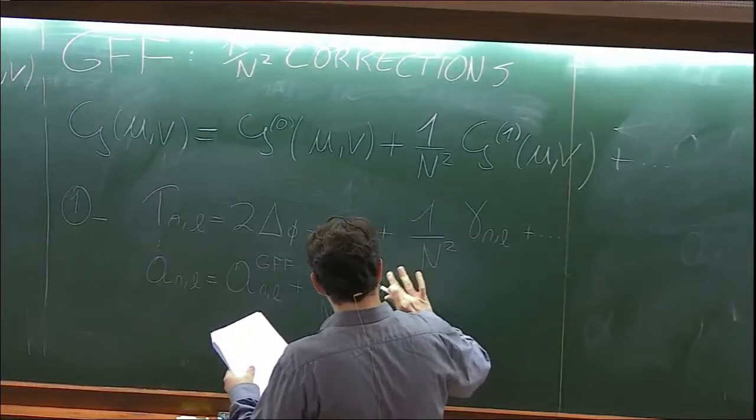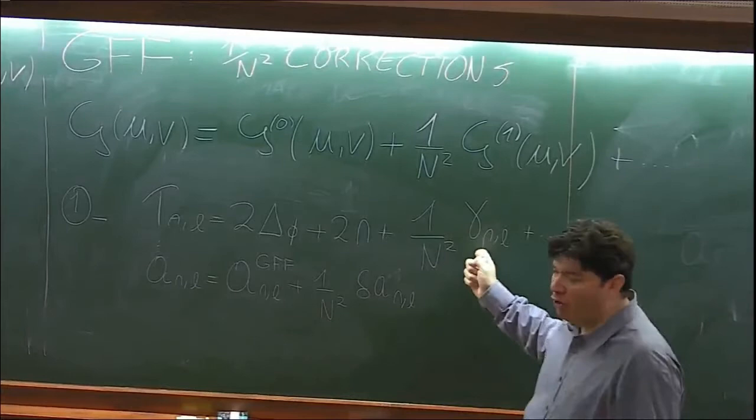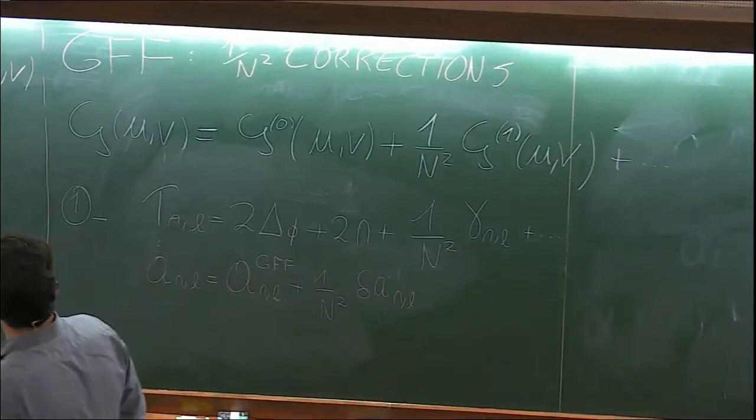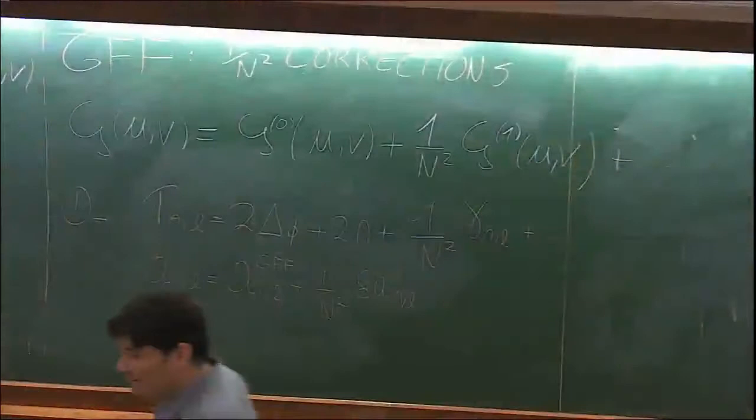So this is one thing. The intermediate operators that were already there at order N to the 0 will acquire a correction of order 1/N². This may look like a simple problem, but actually it wasn't solved until a couple of years ago. And if you try to solve it in some other way, it's an extremely complicated problem.